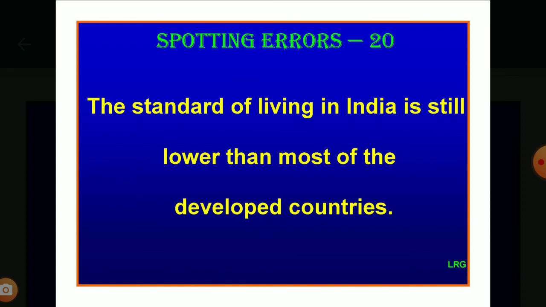How would you make the comparison equal? The elements should be equal. Standard and standard. The standard of most of the developed countries and the standard of living in India. These should be compared. So this is how we can correct. The standard of living in India is still lower than that of most of the developed countries. The standard of living in India is still lower than that of the standard of most of the developed countries.